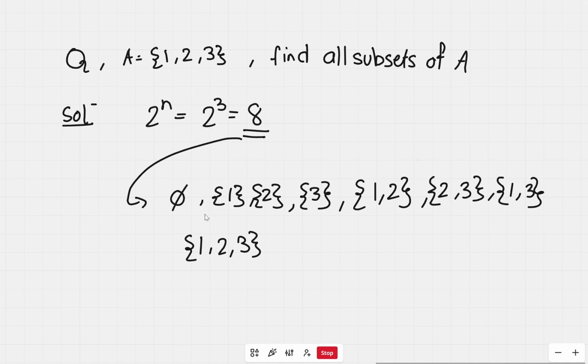So these are the total subsets: phi, 1, 2, 3, 1 2, 2 3, 1 3 and 1 2 3. Now we just need to verify whether it's correct or not. Let's see if it's 8 or not. There's 1, 2, 3, 4, 5, 6, 7 and 8. So yes, these are 8 subsets.